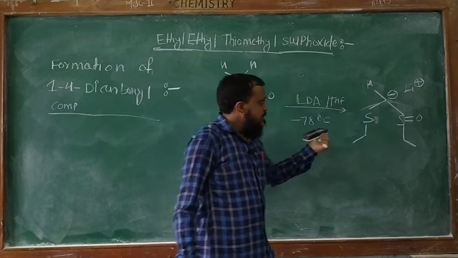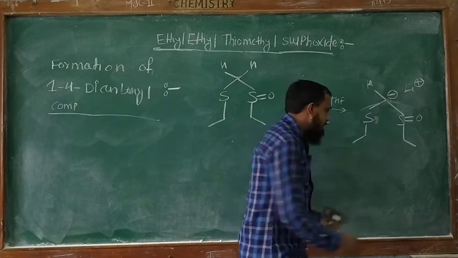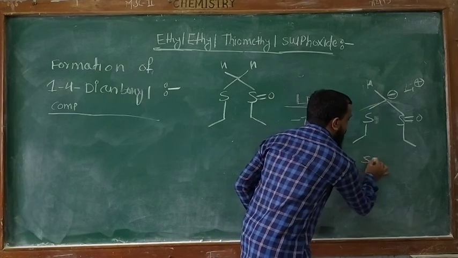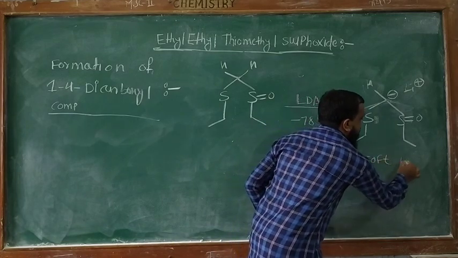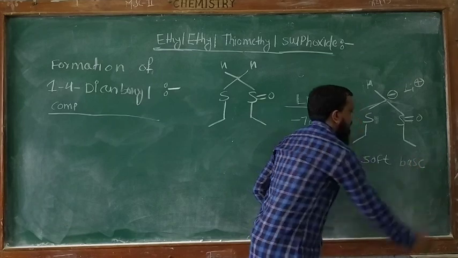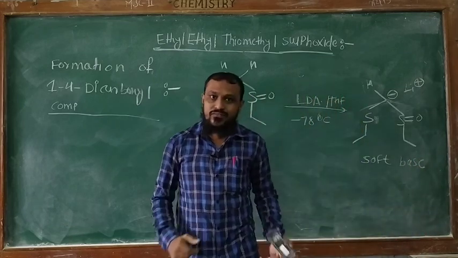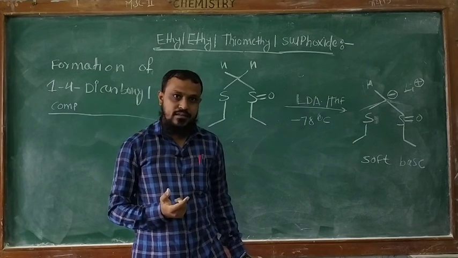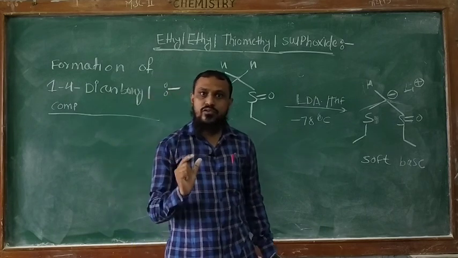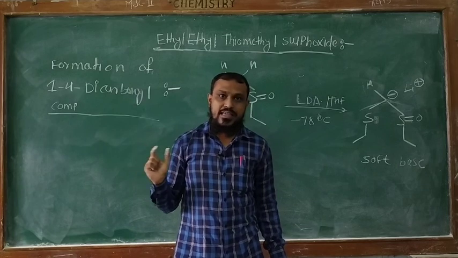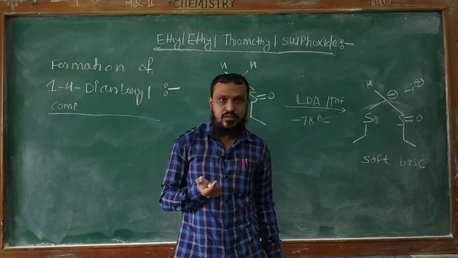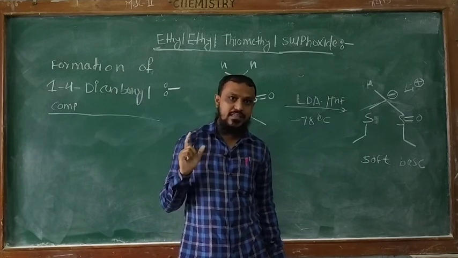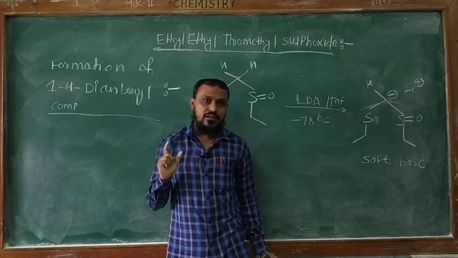This is the lithiated salt of ethyl thio-methyl sulphoxide. Okay. This lithiated salt acts as a soft nucleophile, a soft base, and it attacks the alpha beta unsaturated system to form a 1,4-dicarbonyl compound instead of an alpha hydroxy carbonyl compound.